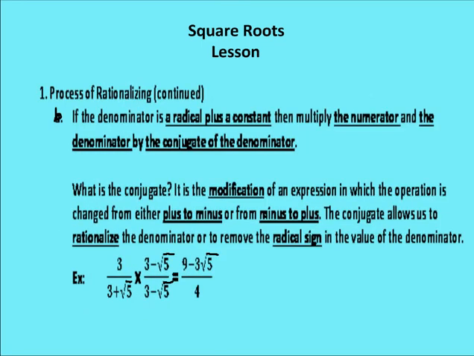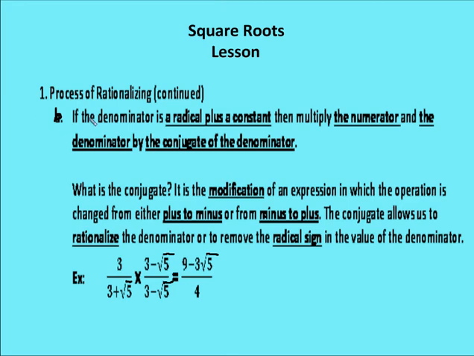Now the second case is where I have a radical plus a constant. In that case, I'm going to multiply the numerator and the denominator by the conjugate of the denominator. Well, what is a conjugate? It's just simply a modification of the expression in which the operation, either plus or minus, is changed. It's either changed from plus to minus, or it's changed from minus to plus. So the conjugate allows us to rationalize the denominator, or to remove the radical sign in the denominator.